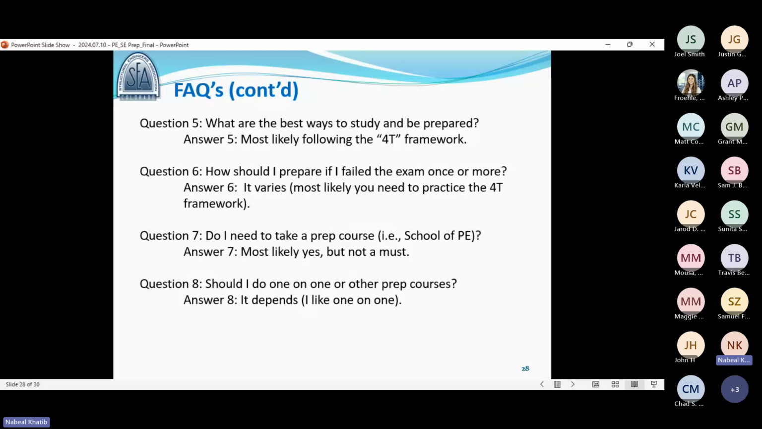Did you have some problem with being anxious on the exam and you freaked out and time slips, whatever? It depends. Do I need to take a prep course such as the School of PE? Most likely for PE and SE, yes, but it's not a must.